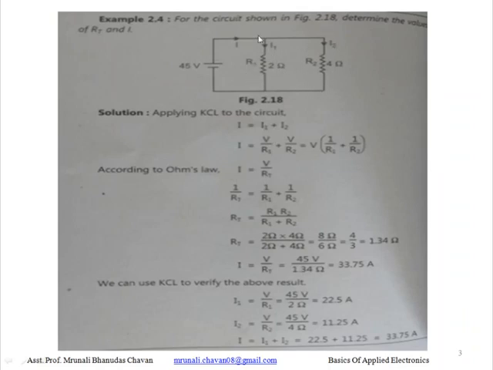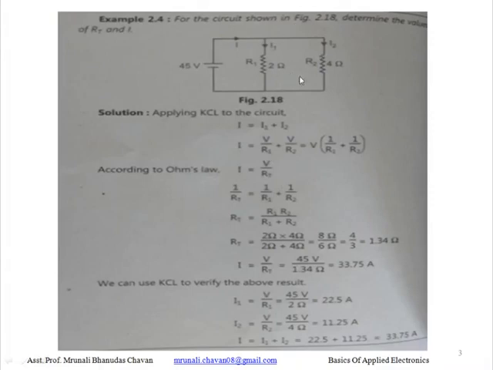So V upon R1, this is the current flowing through resistor R1, and V upon R2, this is the current flowing through the resistor R2. So we can put here I is equal to V upon R1 plus V upon R2. If we take V as common, then V into bracket 1 by R1 plus 1 by R2. Okay. So according to Ohm's law, I is equal to V by RT, and now here what is RT?